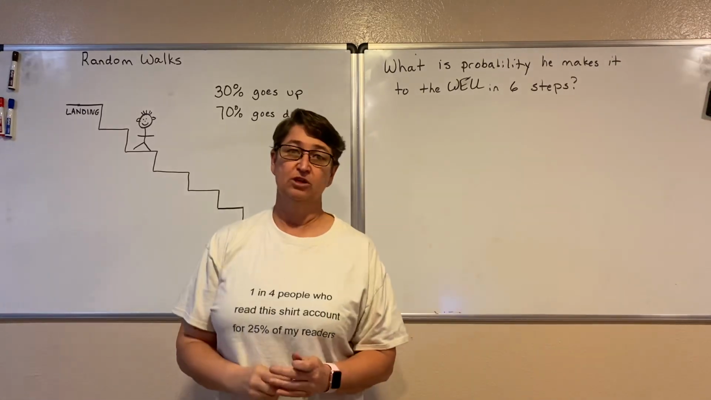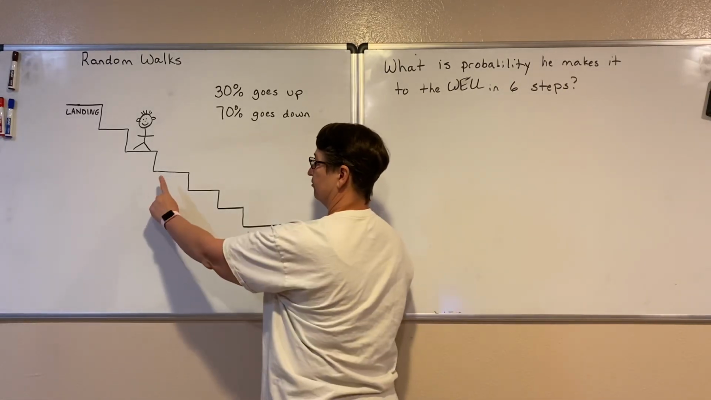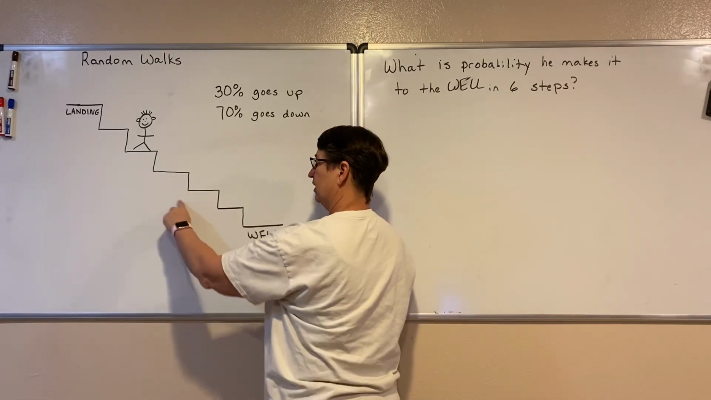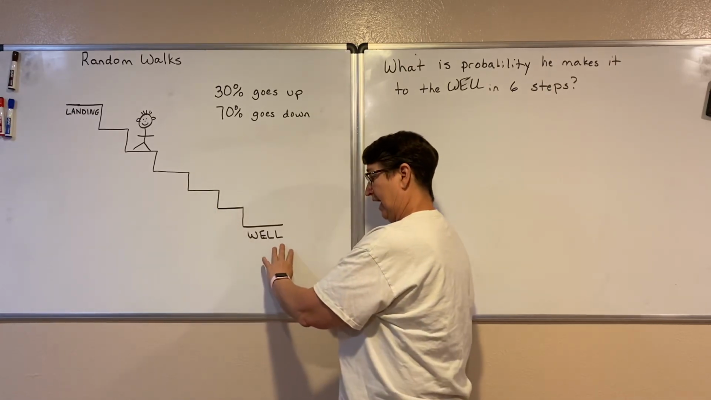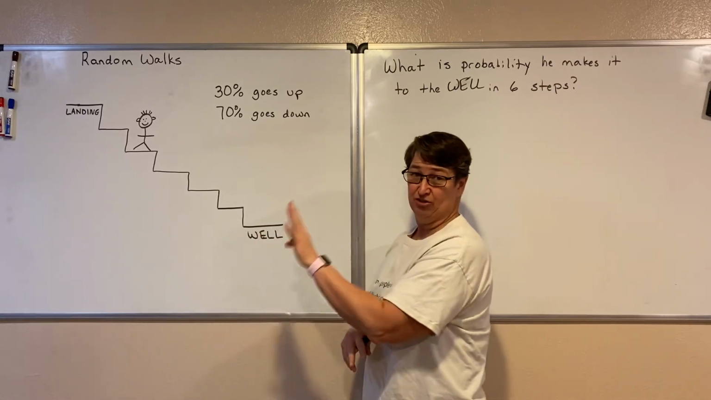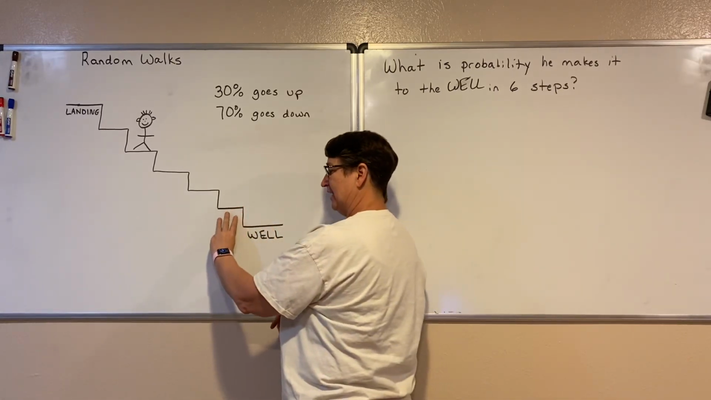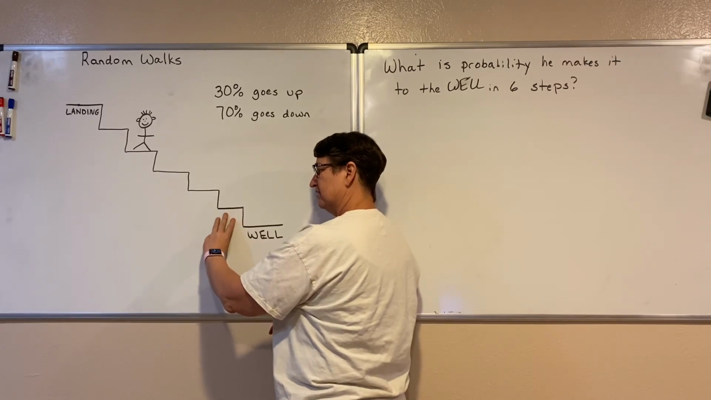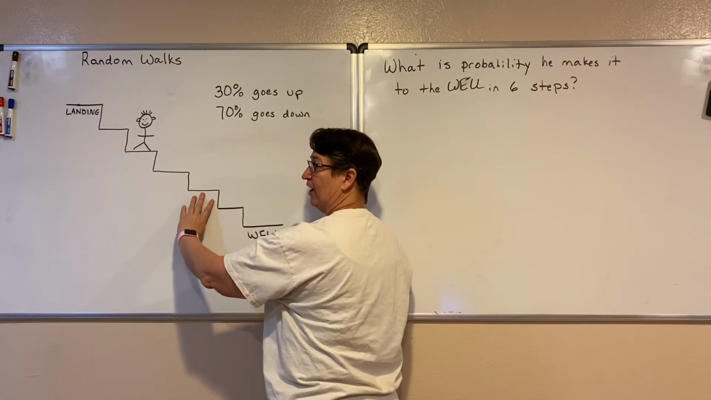So let's do a little figuring here. So if he's going to make it to the well in 6 steps, if I go 1, down, and down, and down, and if he goes down again, he's done. So we didn't make it in 6, we only made it in 4. So once he's made it down 3 steps, he's got to go back up before he can go down again.